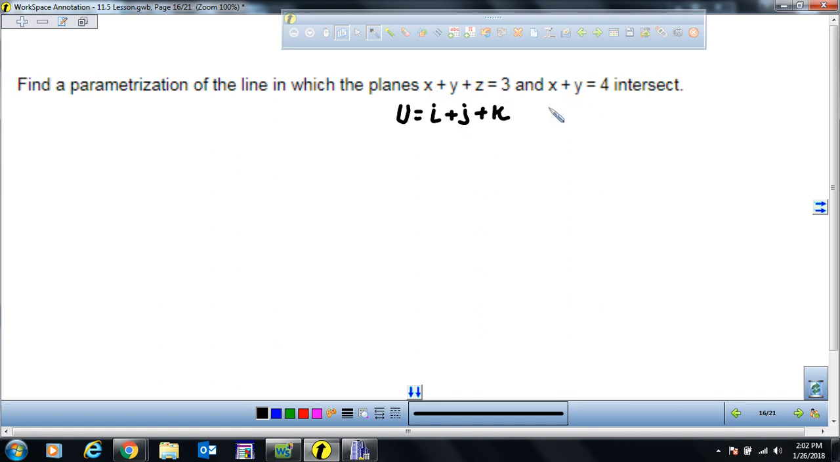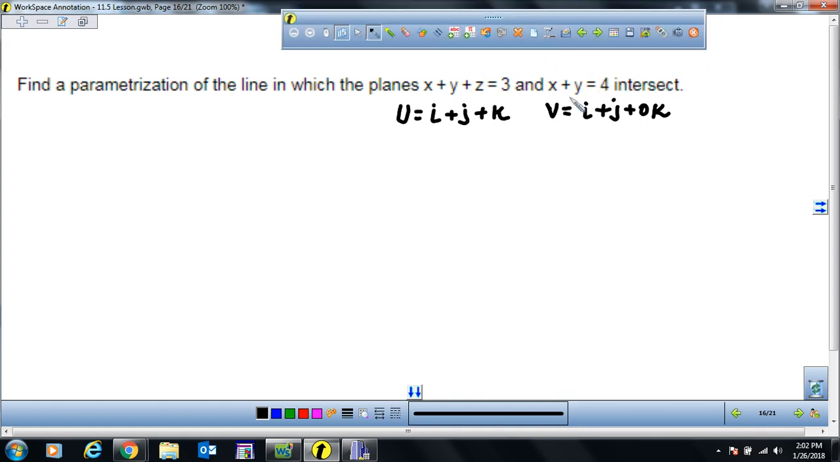Likewise, if I create a vector v from this other plane, the coefficient of x is 1, so that would be 1i, plus, for y it is 1, so that would be 1j, and there is no z, so it would be plus 0k. Those components will give you a vector that is perpendicular to that plane. So we want to find the parametrization of the line where these two planes intersect.